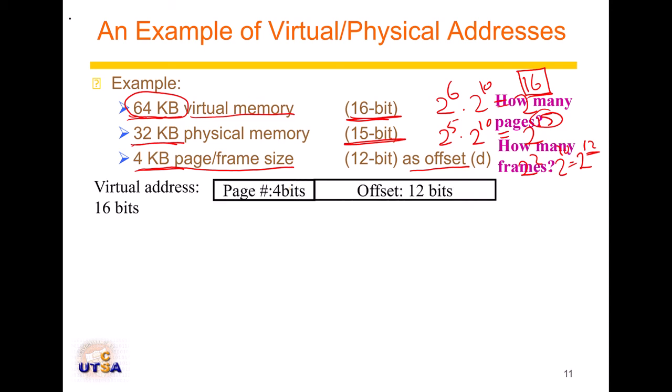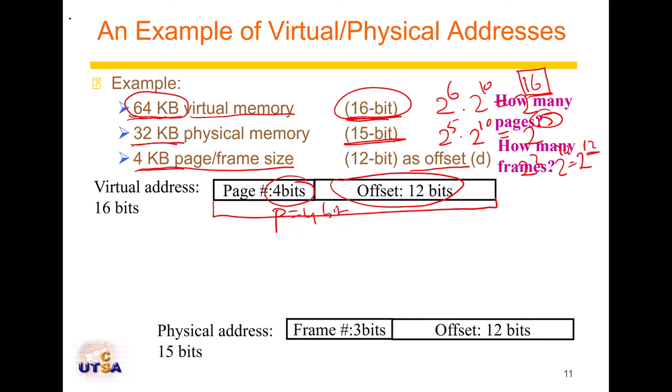Since we have 16 bits in our virtual address space, we can use 12 of them for offset. So the remaining 4 bits will be the number of bits for page. So P is going to be 4 bits. And for the physical address we had 15 bits and we used 12 of them for offset. Then the remaining 3 bits will be your F bits. So you need that many bits for frame number. That's basically the system design for this case.